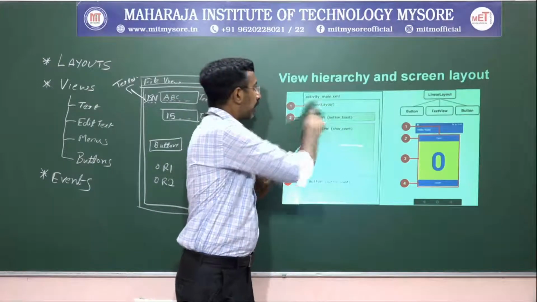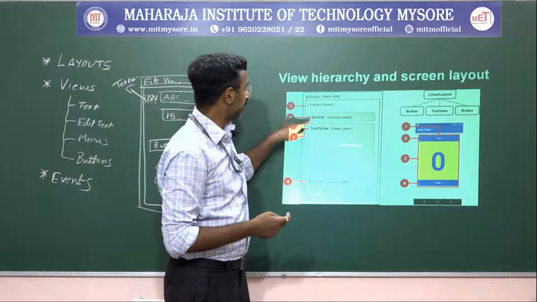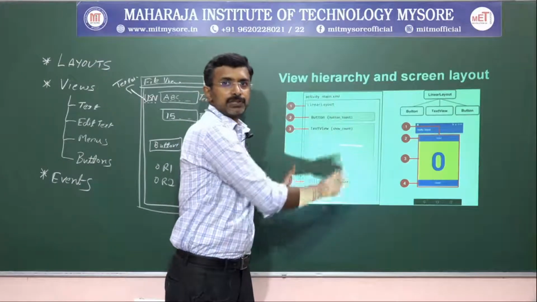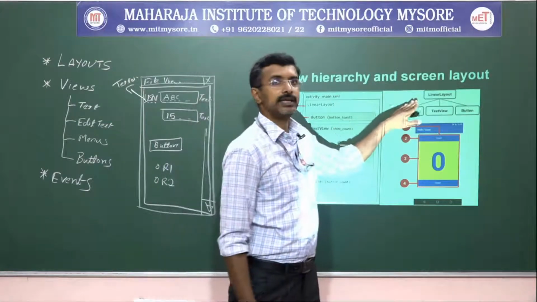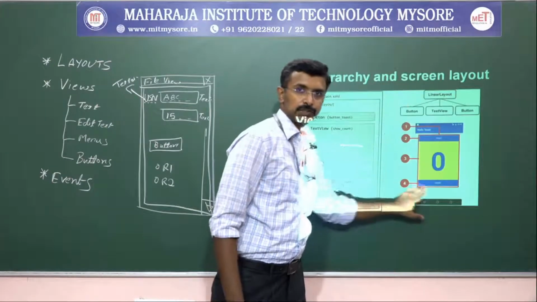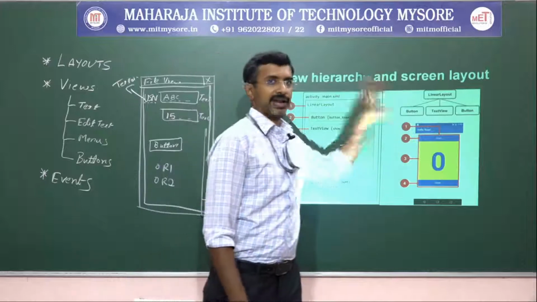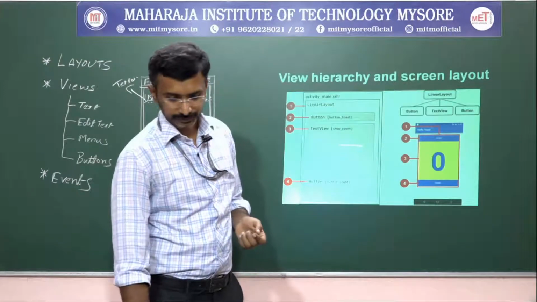A linear layout is first created. Inside that layout, we have a button, a text view and a button. So this is a visual representation of your hierarchical structure. If you want to visualize it in hierarchical form, this is how. If you want to visualize the actual way, this is how it is. So XML, visual, hierarchical: 3 ways you can represent it.